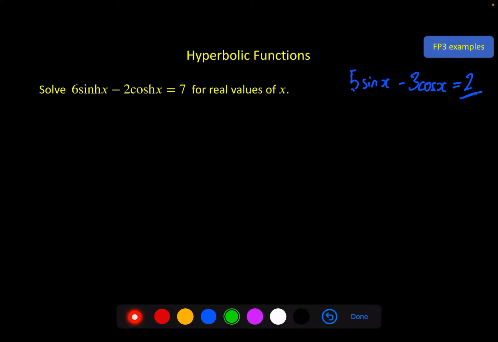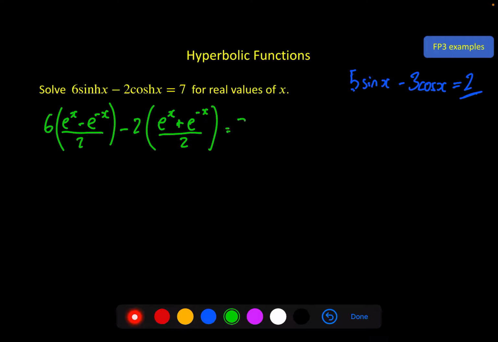So here we go. Let's go: sinh x is e to the x minus e to the minus x over 2, so we'll do 6 times that. Cosh x is e to the x plus e to the minus x over 2, so minus 2 times that, and all of that has to equal 7. So our exponential equation here is much easier. We're just going to expand it all out and see what we can do. So of course we've got the 2s cancelling.